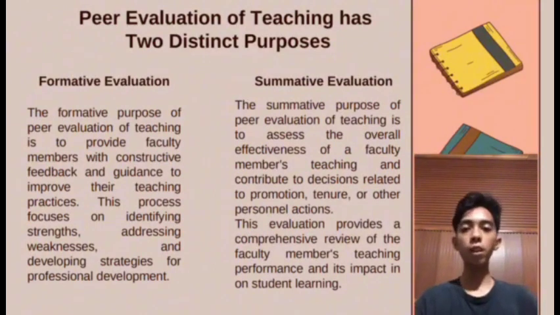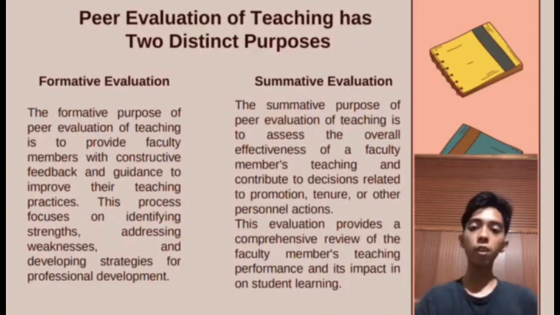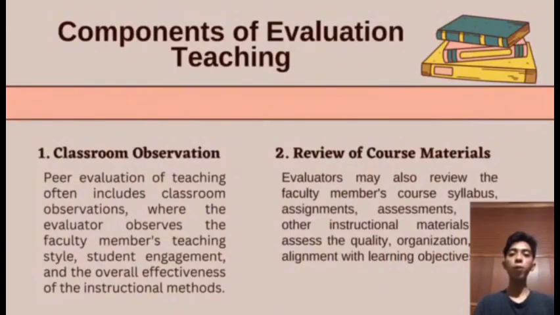It is also a type of evaluation that occurs at the end of a learning period or program, like end of term or exams. Components of evaluation of teaching. First is classroom observation. Peer evaluation of teaching often includes classroom observations, where the evaluator observes the faculty member's teaching style, students' engagement, and the overall effectiveness of the instructional methods.